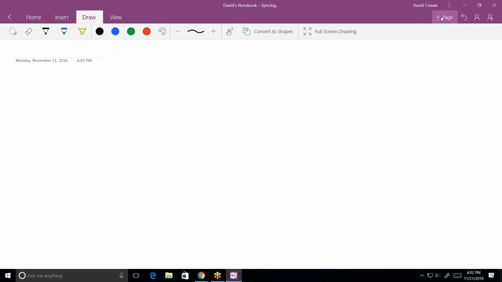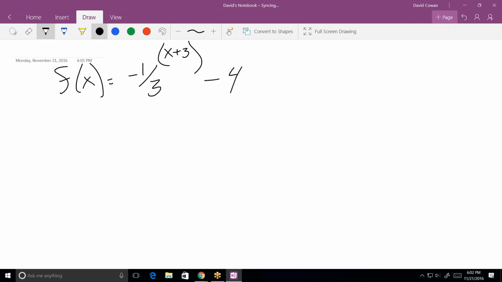I have a graphing problem, and the equation is f of x equals negative 1/3 to the power of x plus 3 minus 4. Like that, right? Correct. Okay.